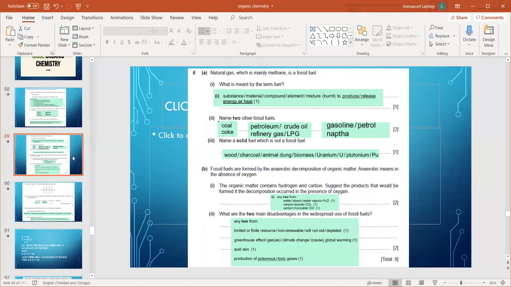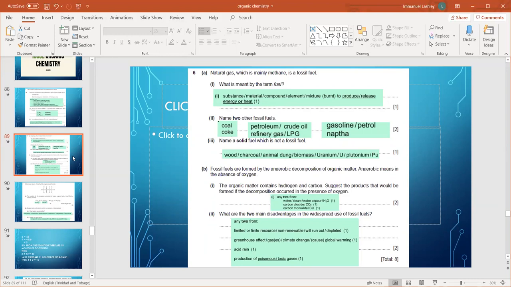Right. The next question: natural gas, which is mainly methane gas, is a fossil fuel. What is meant by the term fuel? When we speak of fuel, we are talking about an energy source, a substance, material, compound, element, mixture that is used to produce or release some form of energy.